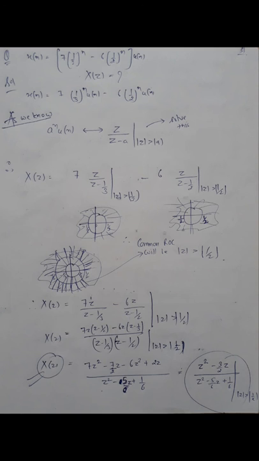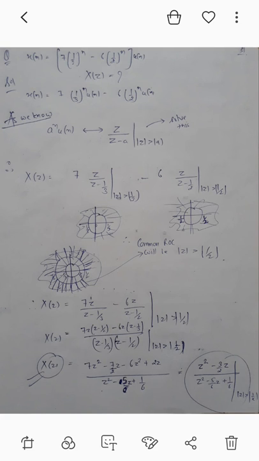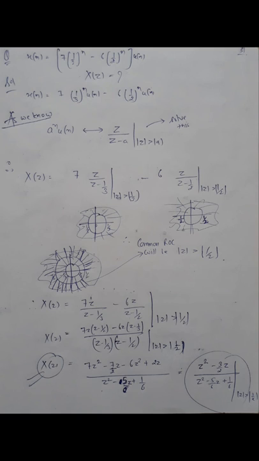Now find the common ROC. One part says ROC is greater than 1/3, one part says ROC is greater than 1/2. So greater than 1/3, greater than 1/2, the common area is greater than 1/2. So complete ROC will be mod of z greater than 1/2. So final X(z) equals 7z upon z minus 1/3 minus 6z upon z minus 1/2. Take the LCM and solve the complete part. We will get z square minus 3/2 z upon z square minus 5/6 z plus 1/6 with mod of z greater than 1/2. This is the Z transform of this particular question.